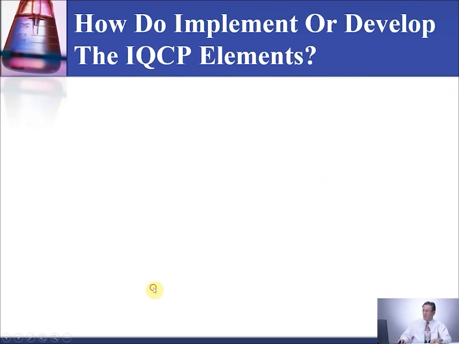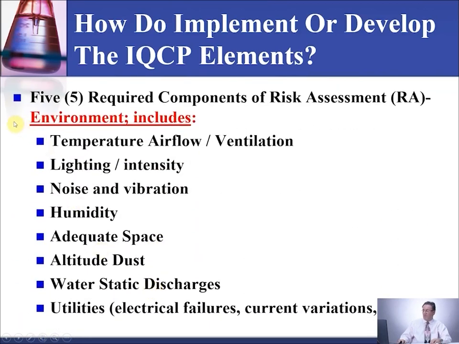Then we move on to the next required element, which is the environment. Under the environment, you need to look at the temperature, ventilation, lighting, noise and vibration, humidity, adequate space, altitude, dust, water, static discharge, and utilities.